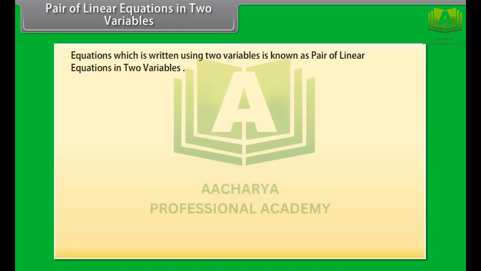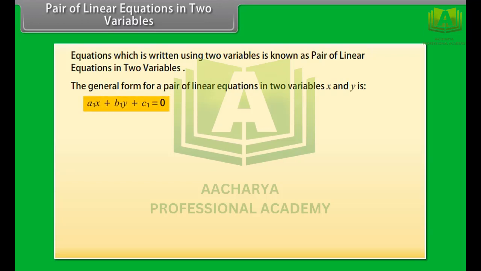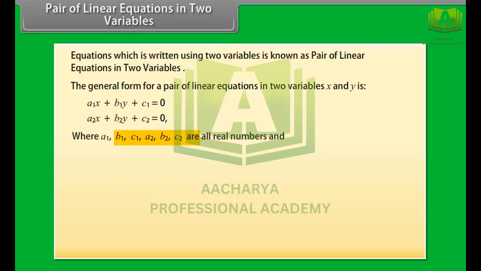Equations written using two variables are known as a pair of linear equations in two variables. The general form for a pair of linear equations in two variables x and y is a1x plus b1y plus c1 equals 0, a2x plus b2y plus c2 is equal to 0, where a1, b1, c1, a2, b2, c2 are all real numbers and a1 square plus b1 square is not equal to 0, a2 square plus b2 square is not equal to 0.